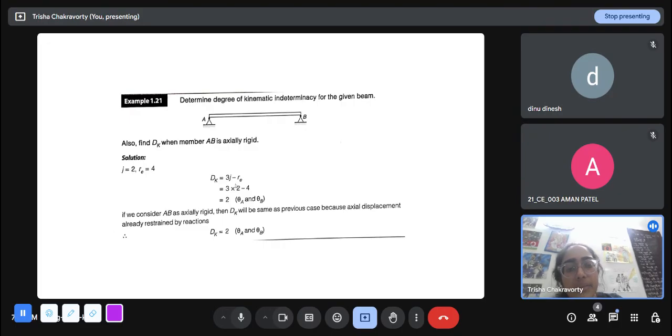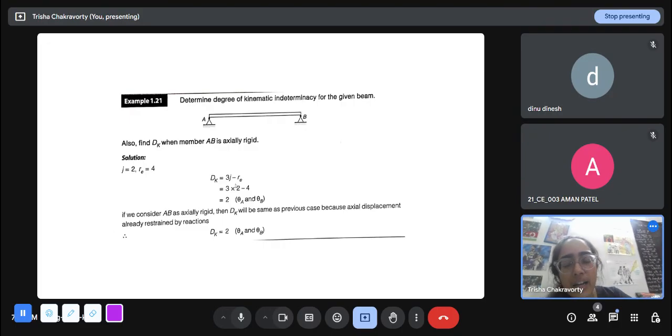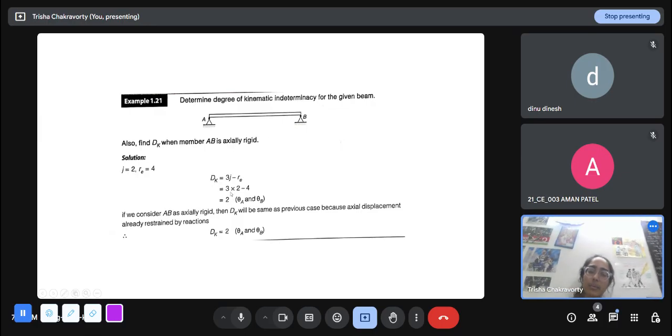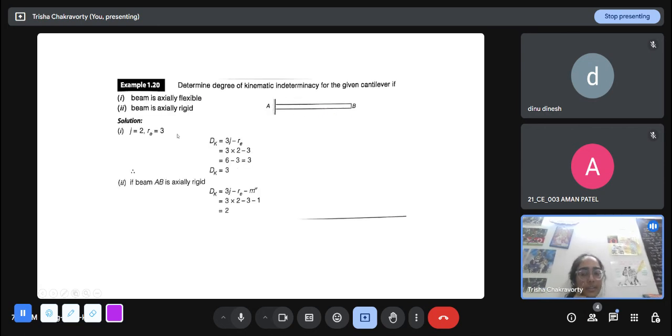Find the kinematic indeterminacy for this beam, again find the D_K when member AB is actually rigid. So there are two joints A and B, and the number of support reactions is 4. So 2 here in the x direction and y direction, x direction and y direction, 3j minus Rd. So 3 into 2 minus 4 is 2, and these two degrees of freedom are basically rotation here and rotation here. Let's look at this interpretation.